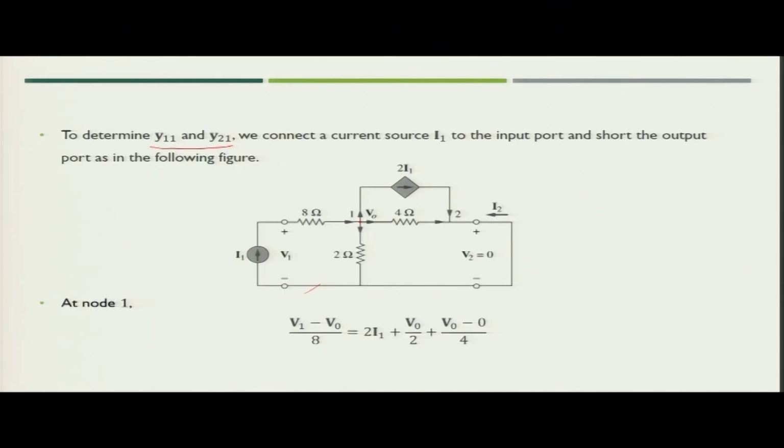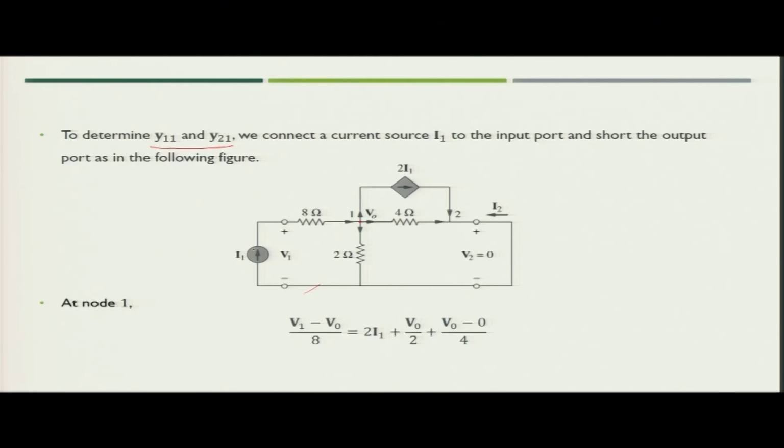Now, let us see another thing, that the current flowing through the 8 ohm resistance is I1, because you are connecting the current source I1 at the input port.